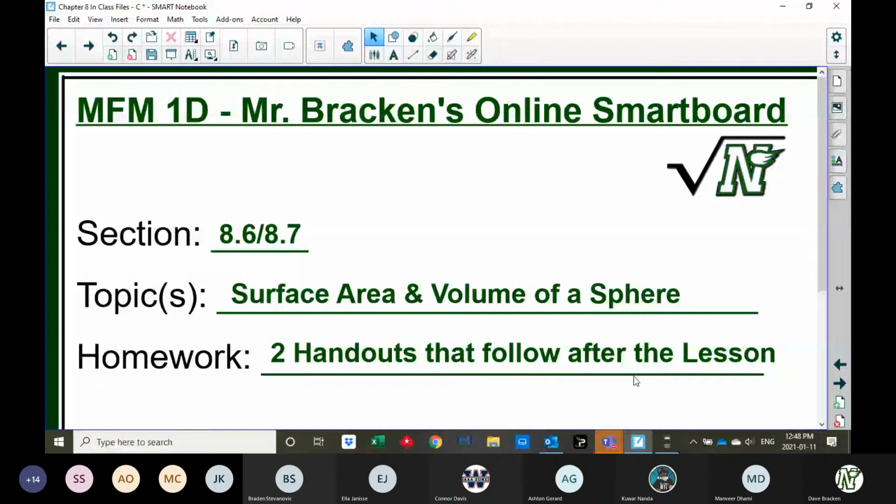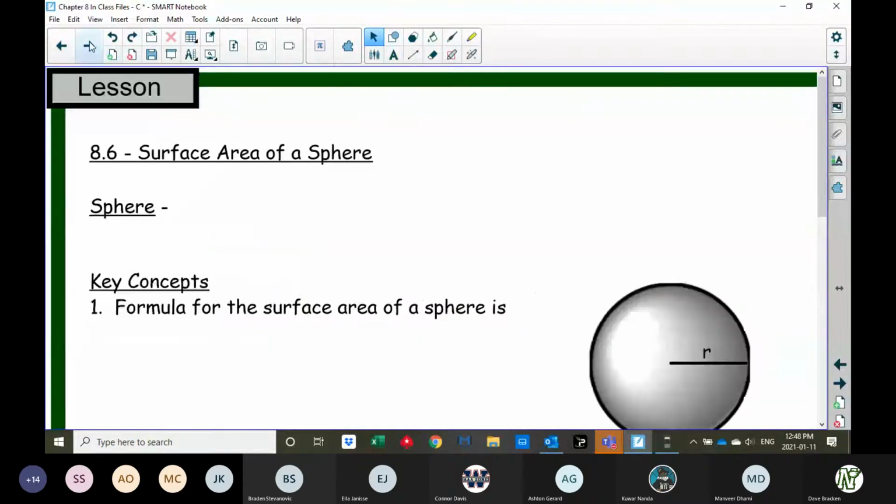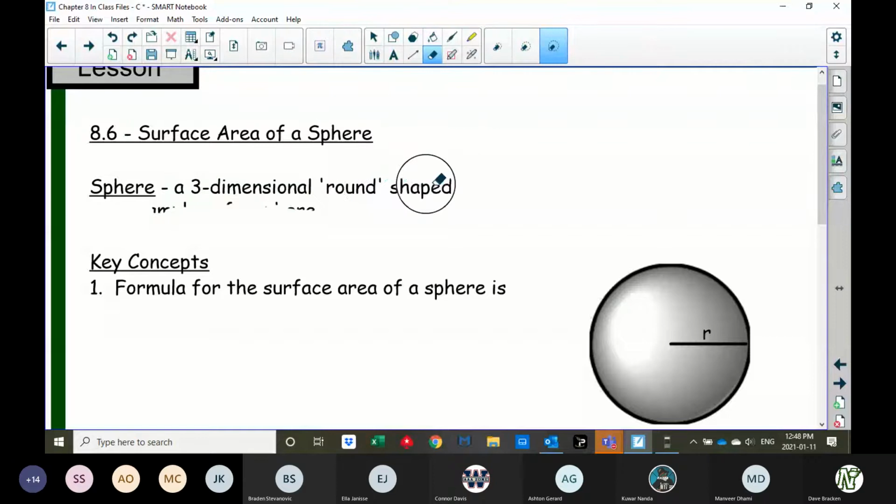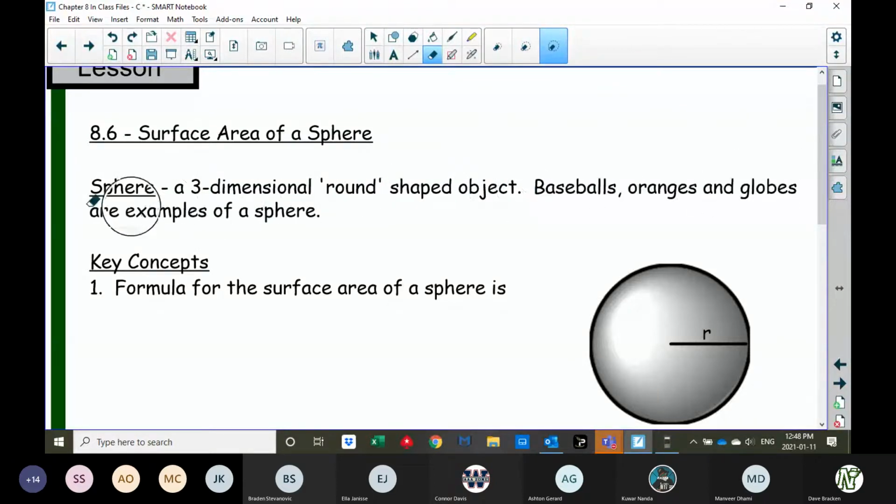So let's just first of all talk about a sphere and what a sphere is. This is 8.6. You should have this in your notes. And the definition of a sphere is simply a three-dimensional round-shaped object, okay? Baseballs, oranges, globes, they're all examples of spheres. So I'll have you write that out as your definition.